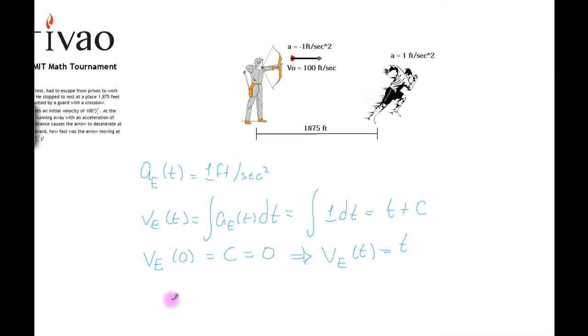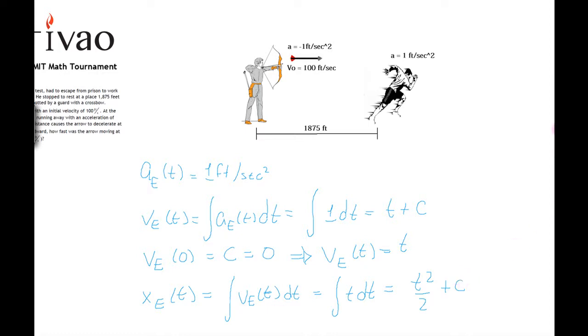Now to find the position of Edward, again we need to integrate, because the velocity is the derivative of the position. So we integrate the velocity of Edward, which is just the integral of t dt, which is just t squared over 2 plus c.